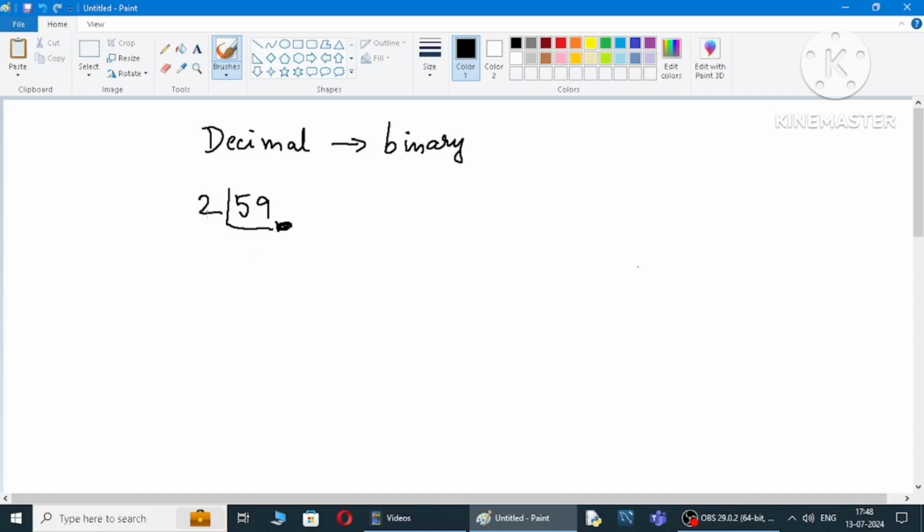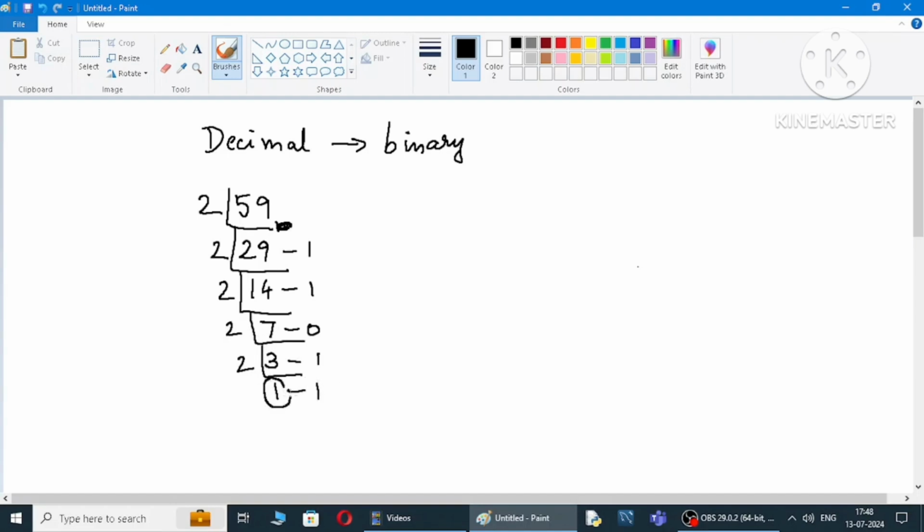When you divide 59 by 2, you can divide it 29 times, which is 58, and the remainder is 1. So quotient here, remainder by the side. Divide again 29 by 2, which is 14 times 28, and the remainder is 1. Divide 14 by 2, 7 times, remainder is 0. Divide 7 by 2, 3 times is 6 and the remainder is 1. Divide 3 by 2, once, and the remainder is 1.